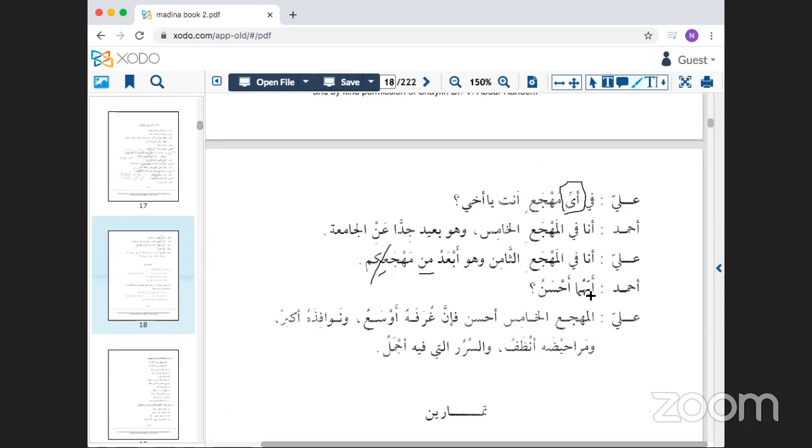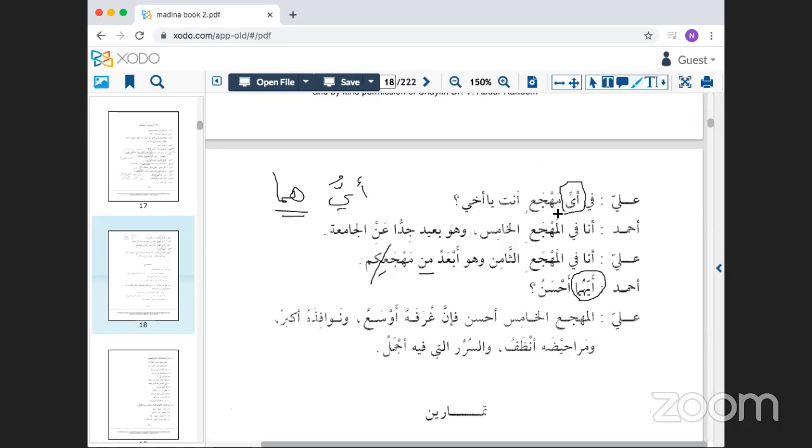Fadhil Akhi. Ayyuhuma ahsanu. This should be easy for you guys now because in book one you studied ayyu, which means which, and it's always going to be mudaf. Now you have this damir of huma, and huma refers to two things. You did huwa, you did hiya, you did hum, you did hunna, and now if you didn't do it before, you have huma. And huma refers to these two things. Which two things is he asking about?